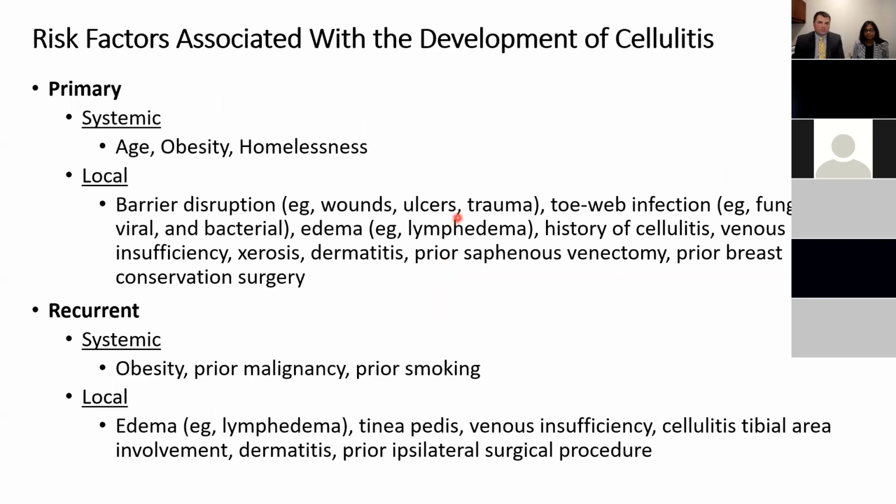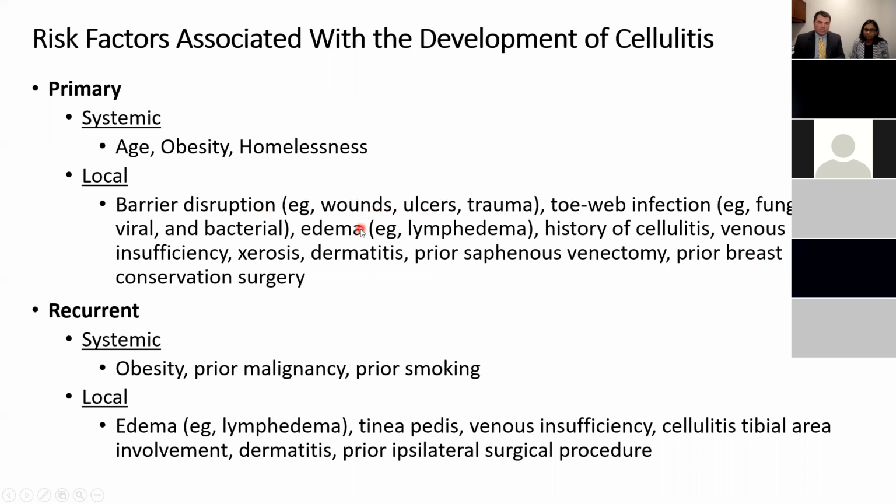Risk factors associated with the development of cellulitis. When we see these patients, they usually ask us, why did I get this? Why am I getting this infection? Usually I think more along the lines of high-risk patients. Here the risk factors are divided into systemic and local. Systemic being older age, obesity, homelessness, and then local issues, meaning their leg or their hand. Here they have local trauma and edema.